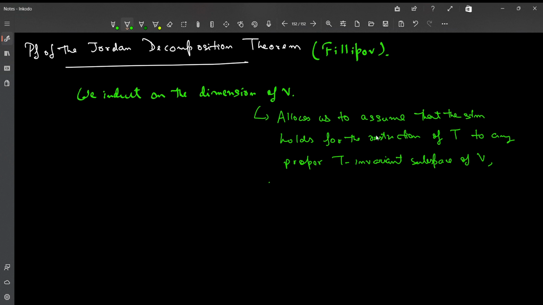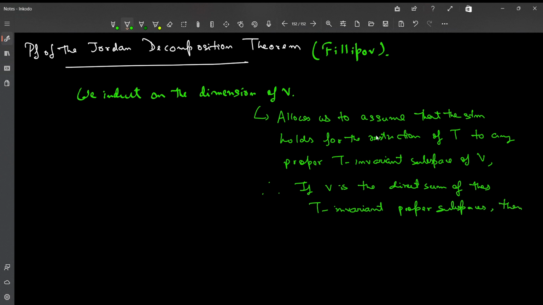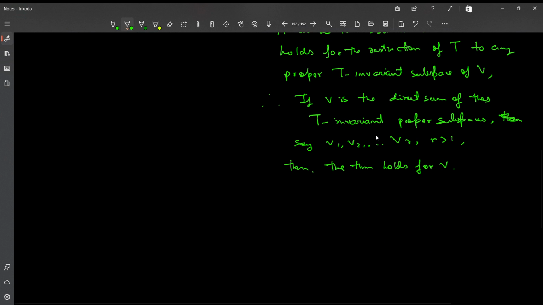Okay. Now, if V is the direct sum of these proper T invariant subspaces, let's say V1, V2, up to Vr are the proper T invariant subspaces, with r greater than 1. Then, since the statement holds for each of these Vi's, the statement should hold for V as well. Then the theorem holds for V. Okay, so this is basically step one, where we are explaining our procedure. Okay. Next, what we do, it's very simple.